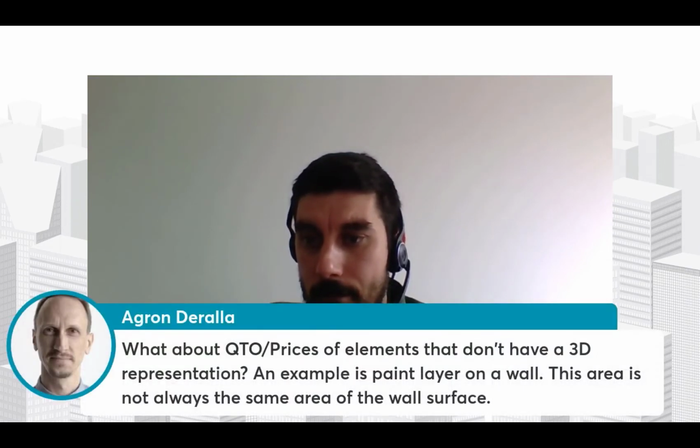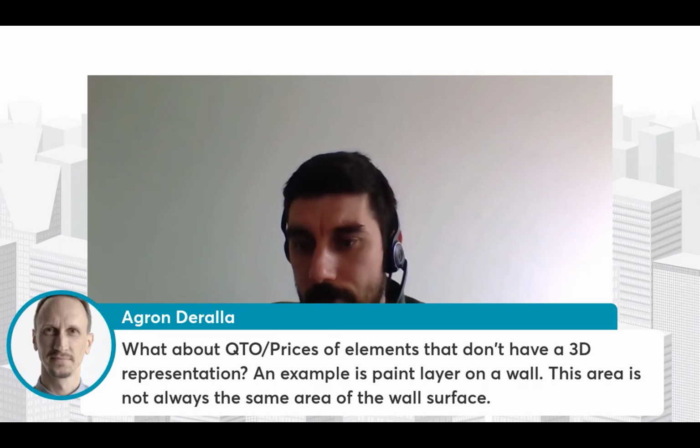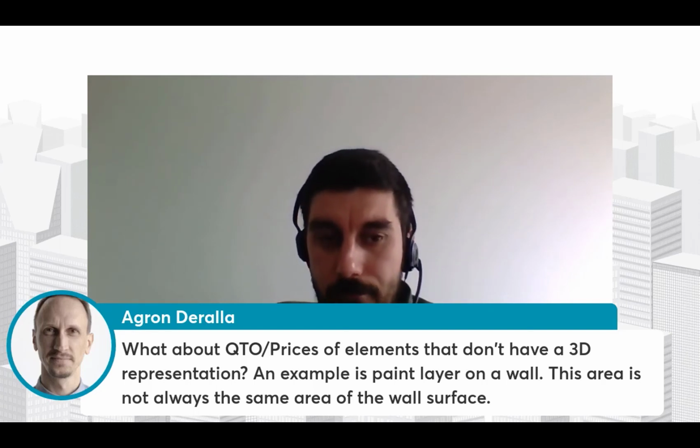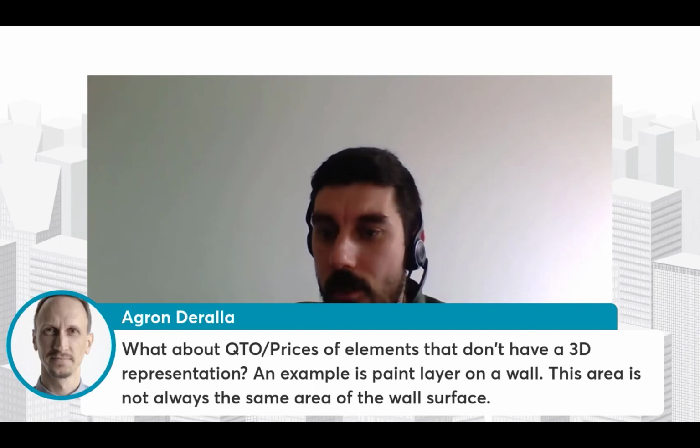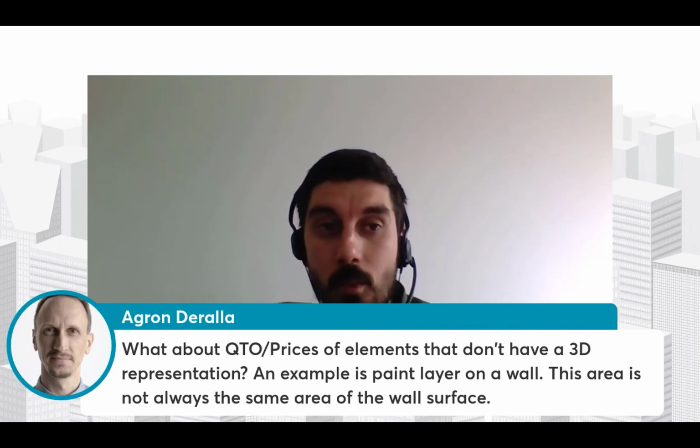Thank you. We've got some discussion on the chat on that question from Avon. What about QTO, price of elements that don't have a 3D representation? An example is paint layer on a wall. This area is not always the same area as the wall surface. Okay, very good question. Well, the point is that you can relate multiple cost items to a single element.